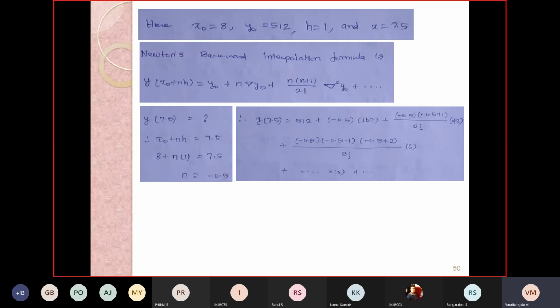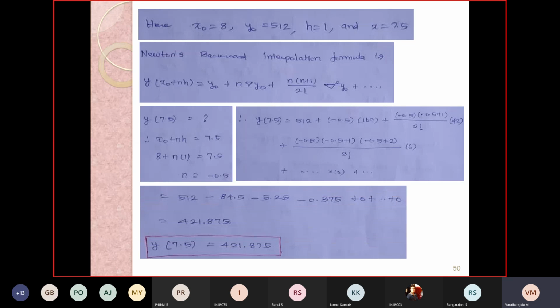With the video, please cross check the data. And see here, 512 minus 84.5, plus 5.25, minus 0.375, plus 0, and so on. And therefore, we'll get 421.875. Therefore, our f of 7.5 is equal to 421.875.